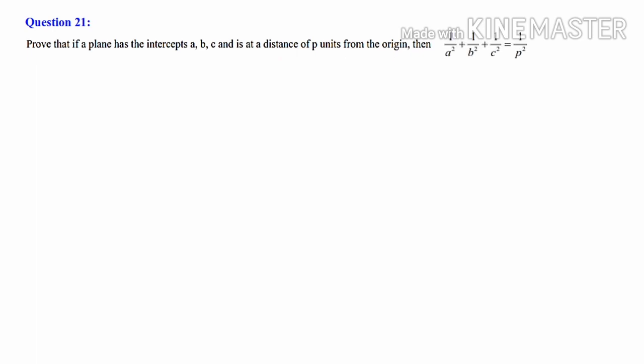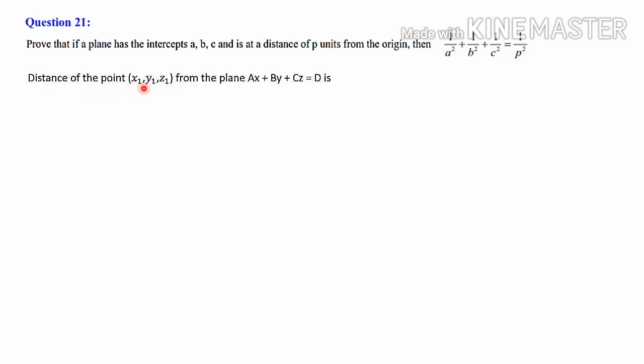Next we shall discuss question number 21. The question is, prove that if a plane has intercepts a, b and c and is at a distance of p units from the origin, then 1 by a square plus 1 by b square plus 1 by c square is equal to 1 by p square. So here just go through the question once again. If a plane has intercepts a, b and c, intercepts in the sense the meeting points of the plane on the x-axis, y-axis and z-axis as a, b and c respectively, and is at a distance of p units from the origin. The distance of the plane from the origin is given to us, that is p units. So we have to prove this statement by using these conditions.